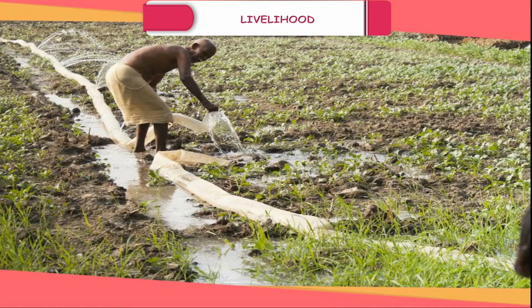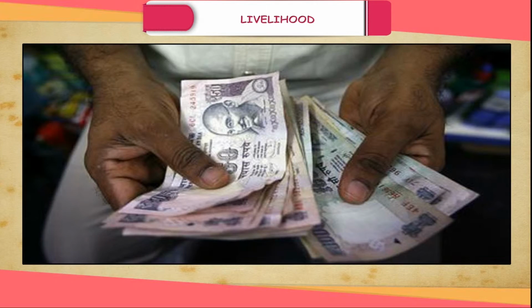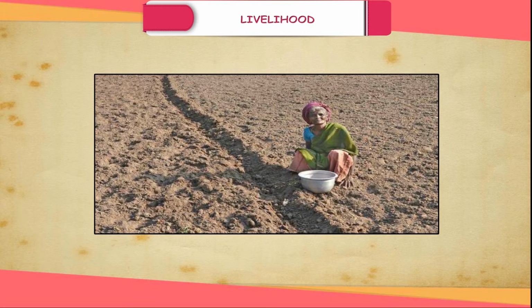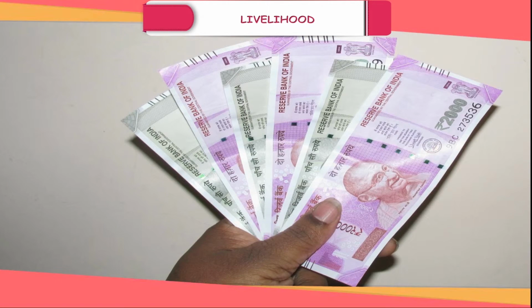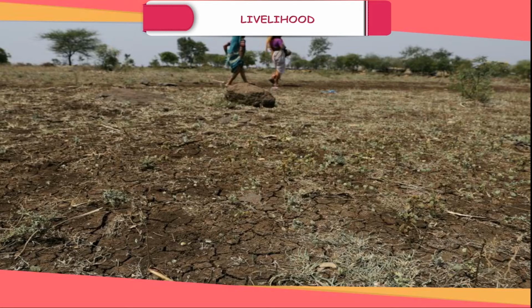for irrigation. So they need to borrow money from money lenders on high interest. Sometimes their crops fail due to uncertain monsoons. They are not able to repay their borrowed money, and in such case, they have to sell their land.